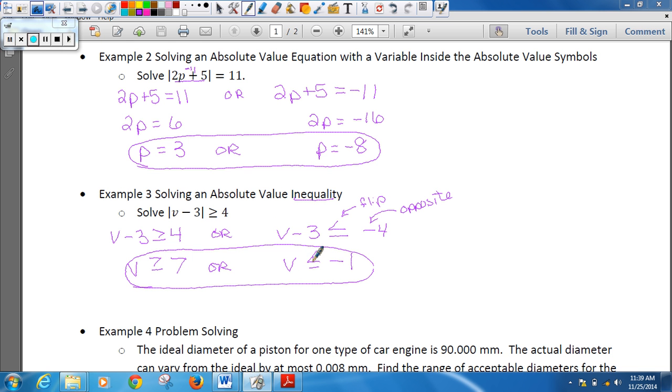Remember, since these are inequalities, we have other options. For instance, negative 2 is less than negative 1. So I could put negative 2 in here. Negative 2 minus 3 is negative 5. The absolute value of negative 5 is 5. Is 5 greater than 4? Yes, so it does work.